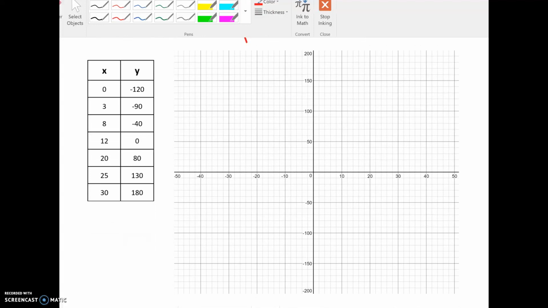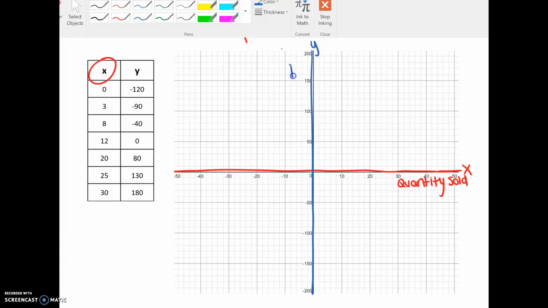So in every coordinate plane, you have two different axes. The x-axis is your horizontal axis. I'm going to outline that in red. So red is your x-axis, and for our context, it's quantity sold. Go ahead and label the x-axis. And then the y-axis is your vertical axis. Label that in blue. So this is your y-axis, and that is going to be profit in our context.